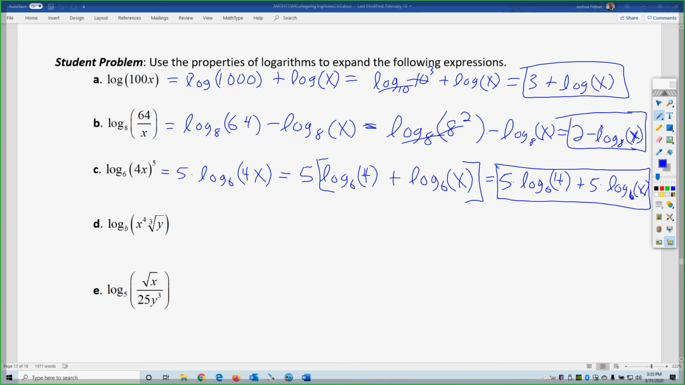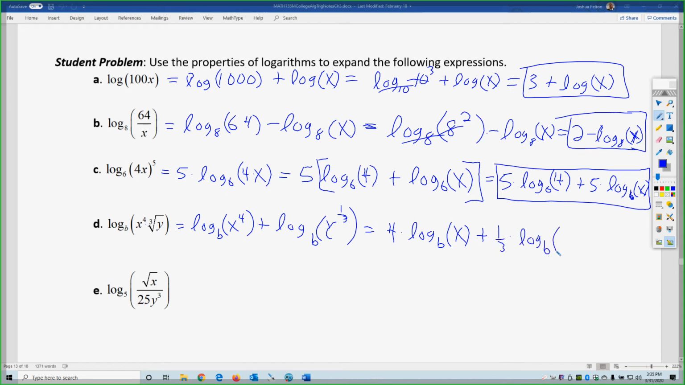Okay. So next one, we have a product rule in there. So we have log base b of x to the 4th plus log base b of the third root of y, which is really y to the 1/3. So now we can apply the power rules, bring those powers down. 4 times the log base b of x, I should say, that's incorrect, plus 1/3 times log base b of y.